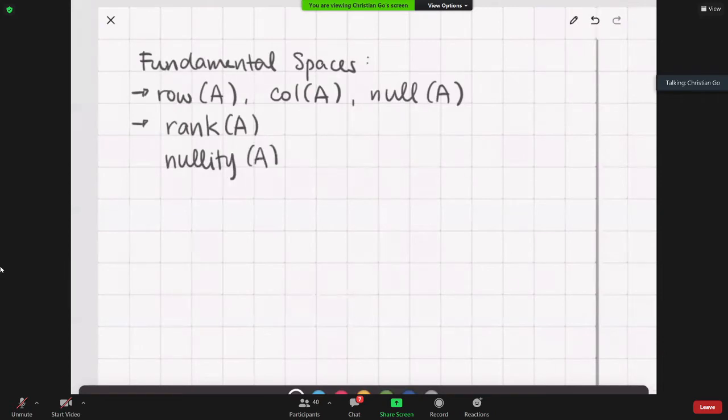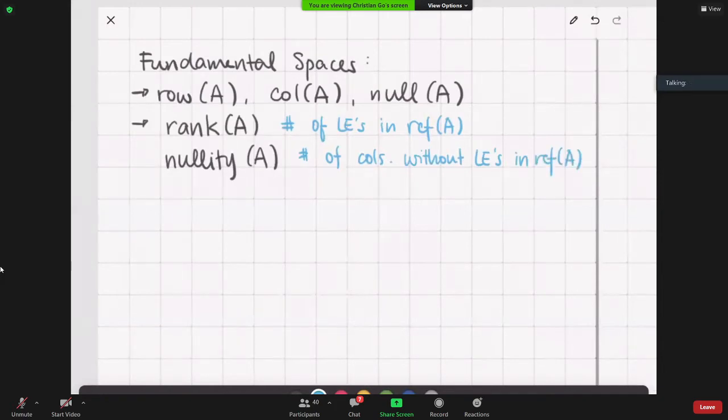So we're now generating subspaces out of just a matrix, right? An easy way to find the rank is to just compute the number of leading entries in a row echelon form of A. An easy way to compute the nullity is the number of columns that we assign parameters to, the number of columns without leading entries in the row echelon form of A. So what does that tell me about the rank and the nullity? Rank counts the number of leading entries. Nullity counts columns without leading entries.